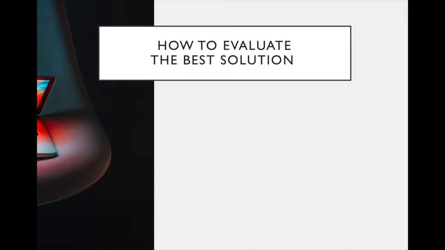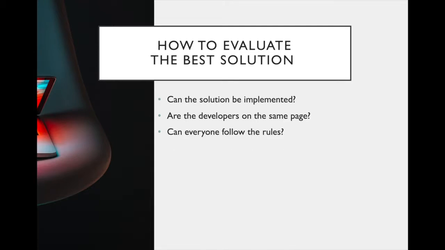Some questions should be asked when evaluating what the best solution is. Can the solution be implemented? Does it fit within the organizational structure or the capabilities of personnel? Are all of the developers in the company on the same page? If developers have different ideas or different programs, they need to be brought together and agree on what the rules will be. And the rules need to be rules that can be followed.